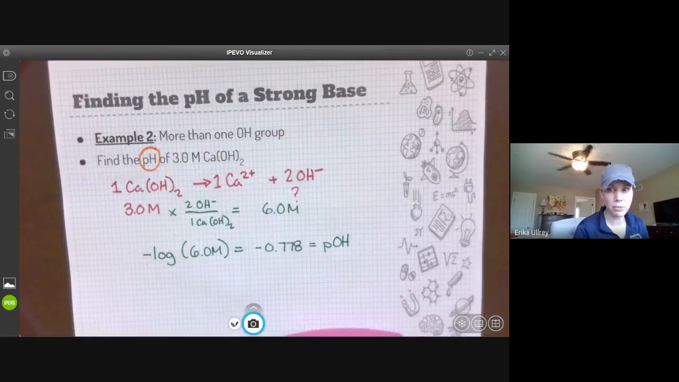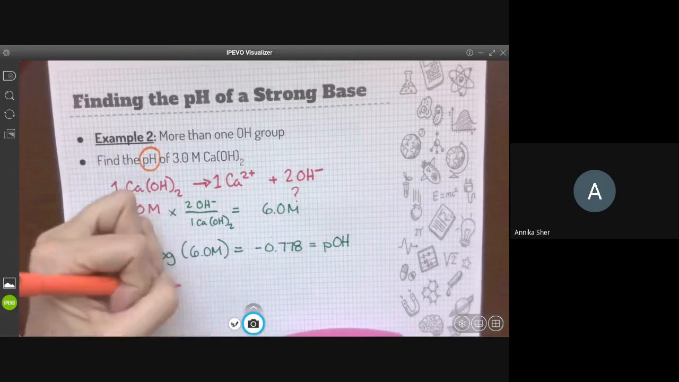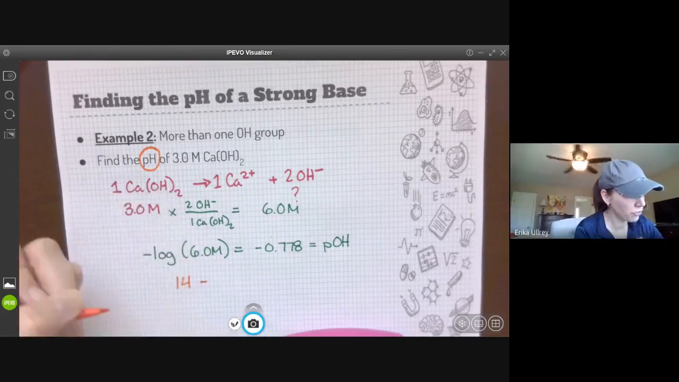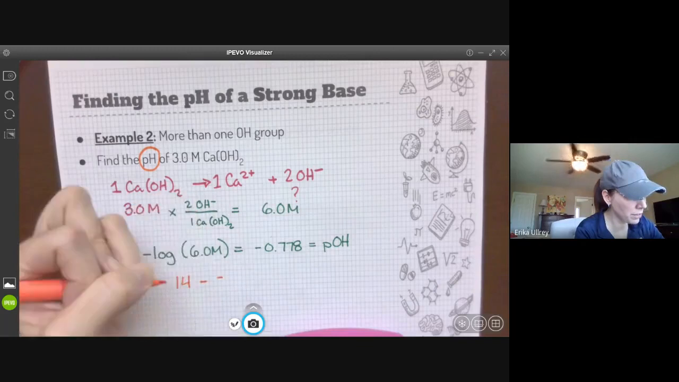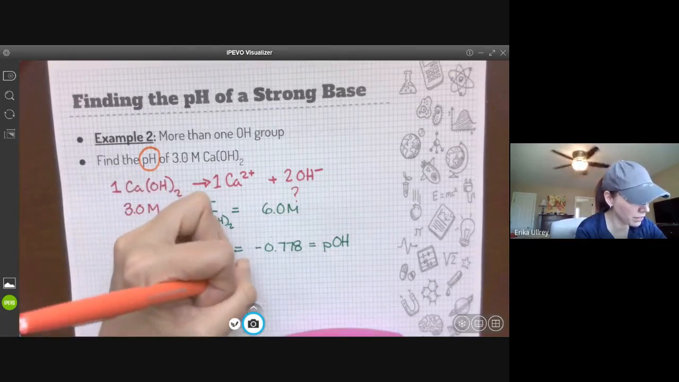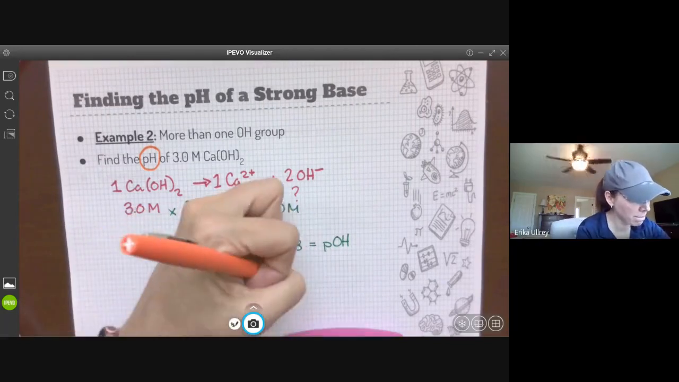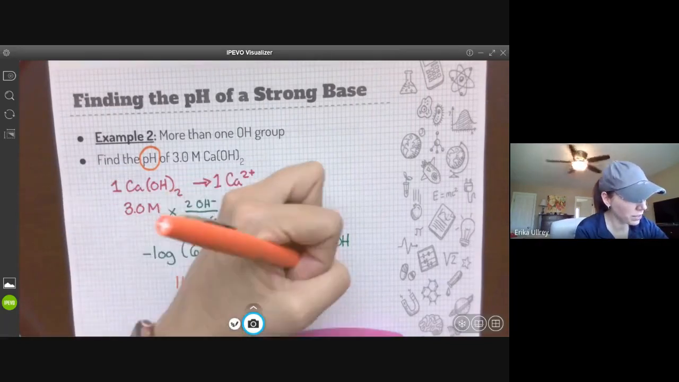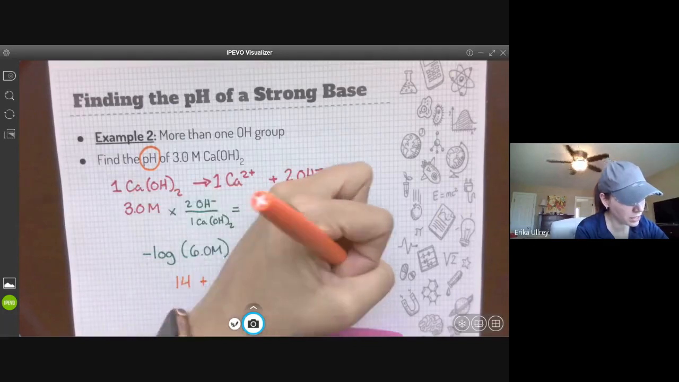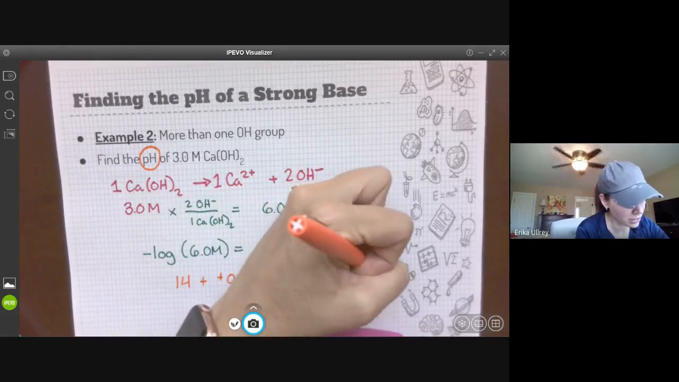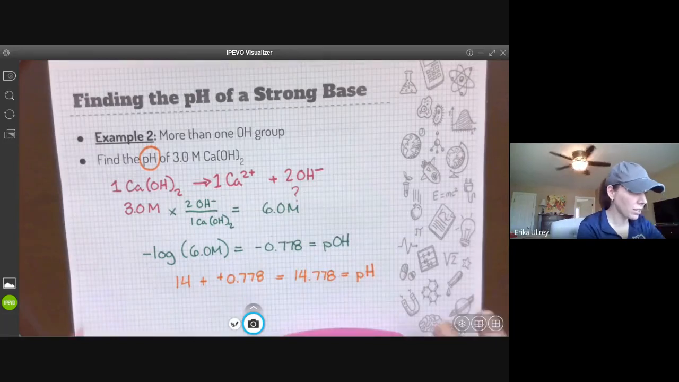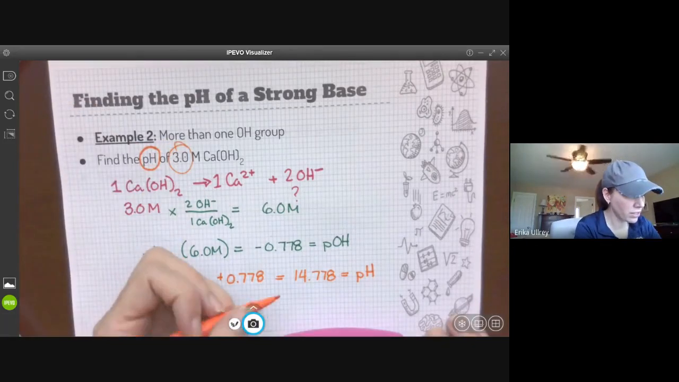So now we have pOH. What's the next thing that we need to do? What's our final step? Annika, what's the next thing we're going to do? You would do 14 minus the pOH to get the pH. So 14 minus the pOH, and the pOH is negative 0.778. So minus a negative is the same thing as adding, right? So we would get 14.778 is our pH. If we're looking at significant figures, that's 2 sig figs.